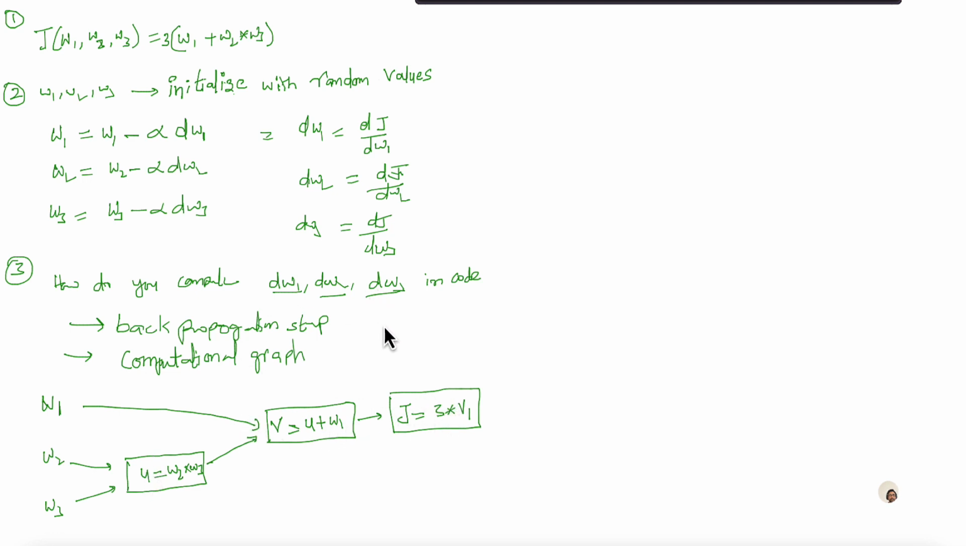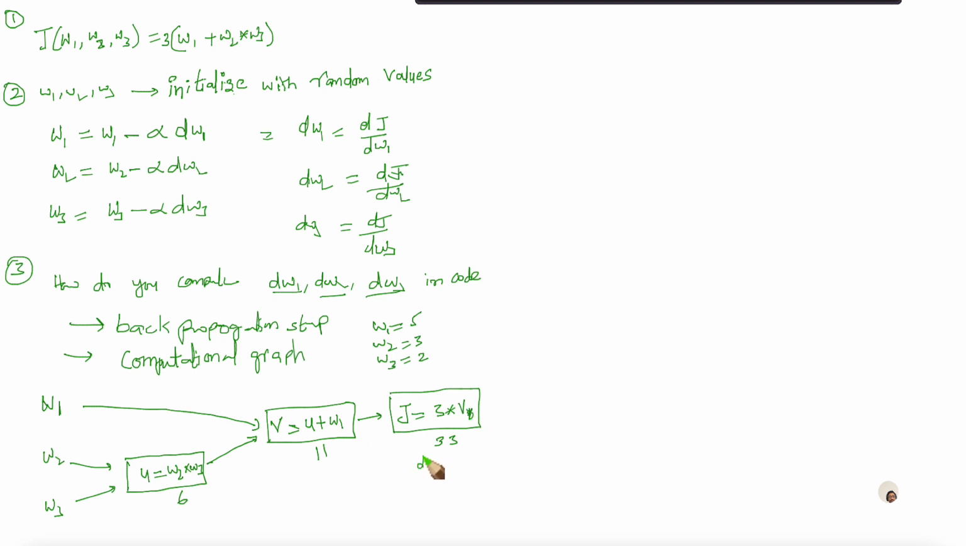Let's say you have values, w1 is equal to 5, w2 is equal to 3, and w3 is equal to 2. Let's say this is what the values are. So you can see here u will be 6, v will be 5 plus 6, which is 11, and J will be 33. So this is the forward calculation.